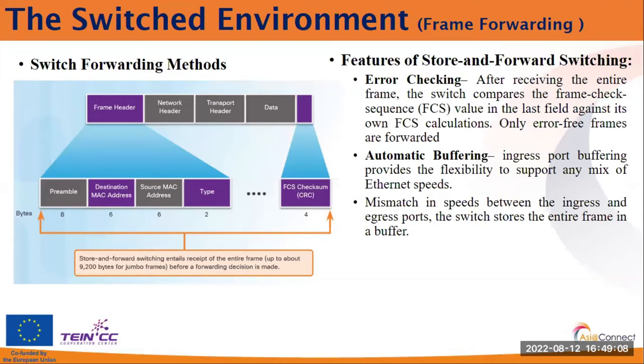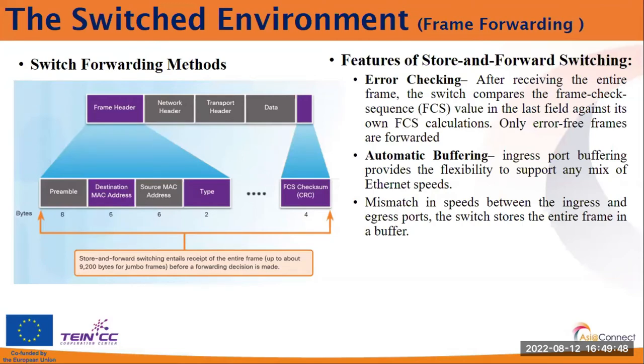The switch compares the FCS. Here is the FCS. FCS is the frame check sequence value in the last field of the diagram. You can say it compares against its own calculated FCS for error checking. The FCS is an error checking process that helps to ensure that the frame is free of physical and data link errors. If the frame is error free, then the switch forwards the frame. Otherwise, it will drop it.